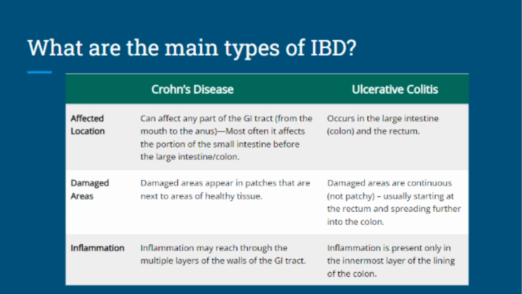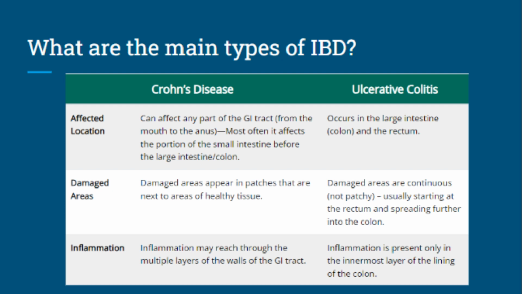What are the main types of IBD? We will explain major points of both types. Number 1. Affected location. In Crohn's disease, it can affect any part of the GI tract, from the mouth to the anus. Most often it affects the portion of the small intestine before the large intestine, colon. Ulcerative colitis occurs in the large intestine, colon, and the rectum.